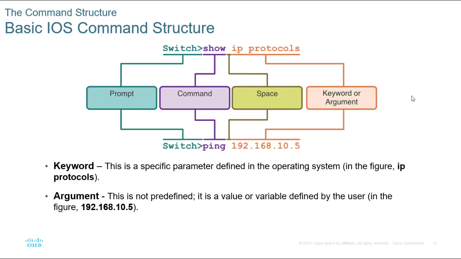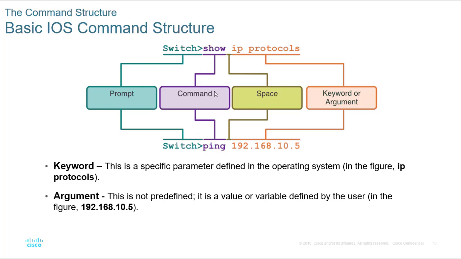Now let's take a look at the command structure. This is the prompt, which by default is the name of the device, and by default out of the box, the switch is going to have the hostname Switch. And then you've got the greater than sign as part of the prompt, which tells you that you are in exec mode, a limited mode. But from that mode, you can do some show commands. So the command is show or ping. First comes the command, and then a space.